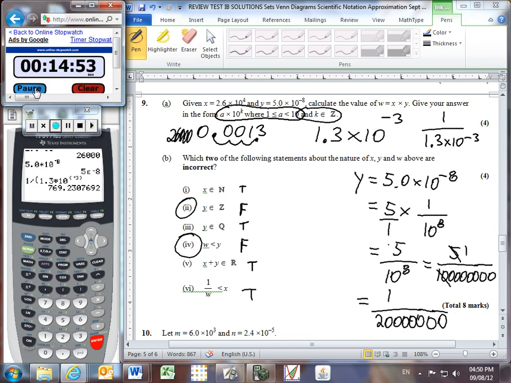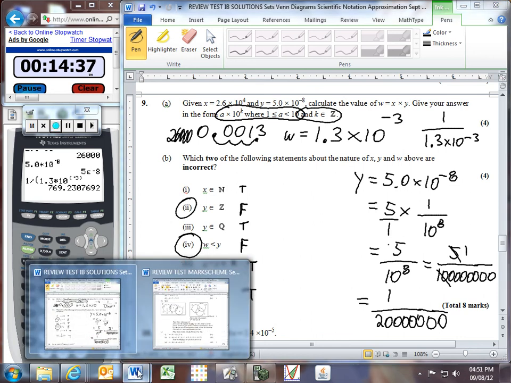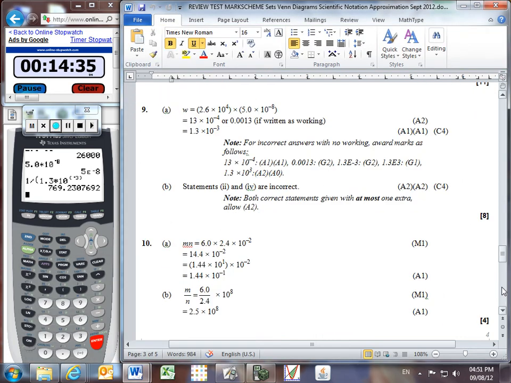Now, I didn't have a chance to look at the mark scheme for number 9 on the last video, so let's just double check that we got things correct. Here's our value of W, 1.3 times 10 to the negative 3, and we thought that statements 2 and 4 are the only false ones. And on the mark scheme, it tells us that we are correct, 1.3 times 10 to the negative 3.